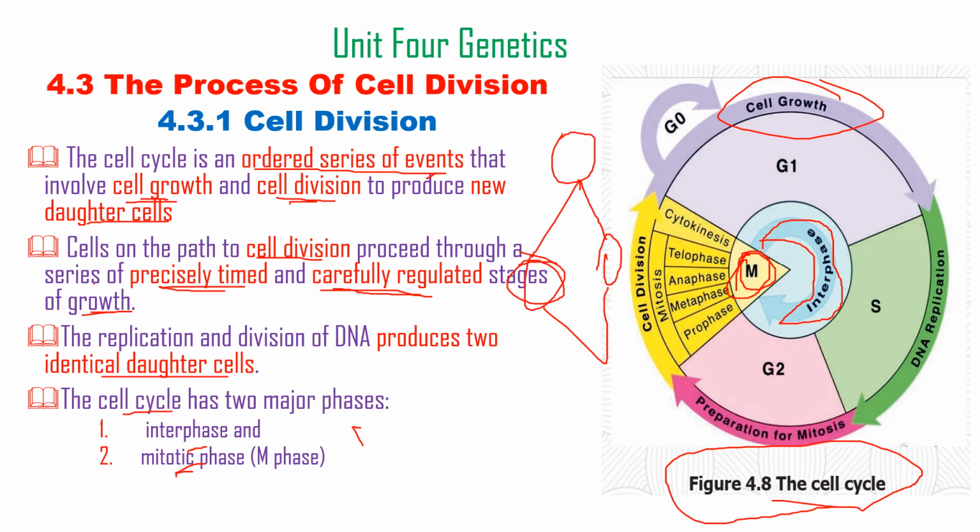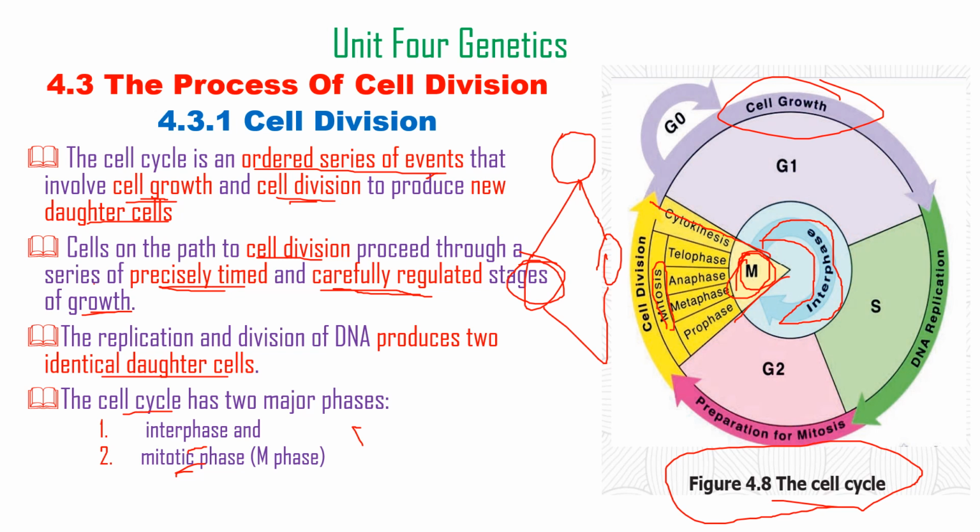The M phase also consists of what? This phase belongs to us, the M phase, which consists of the prophase, the metaphase, the anaphase, and the telophase, which is known as totally mitosis. Look here, mitosis, which consists of the prophase, the metaphase, the anaphase, and the telophase.